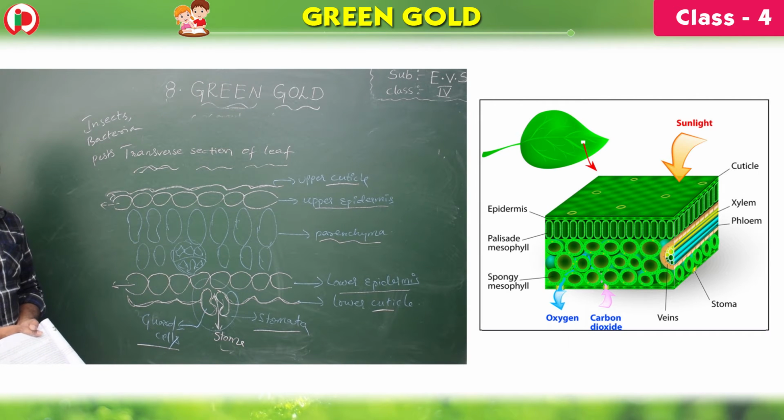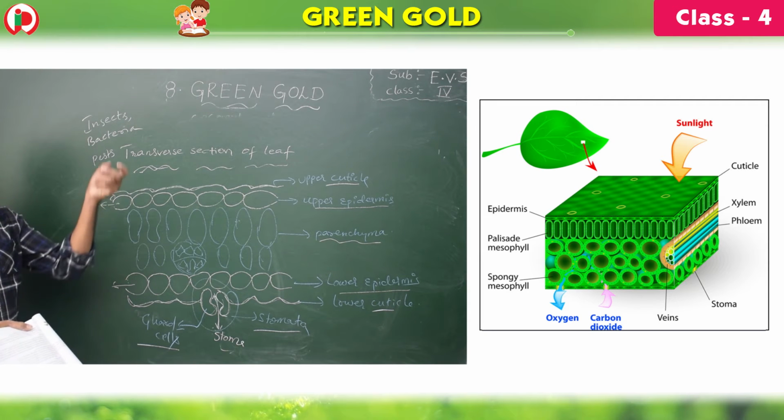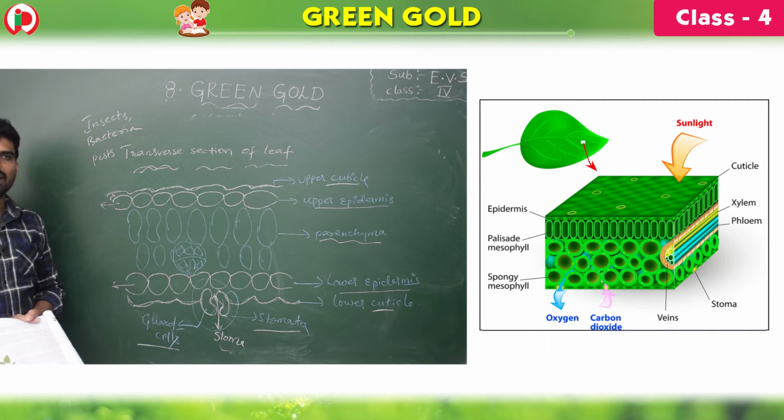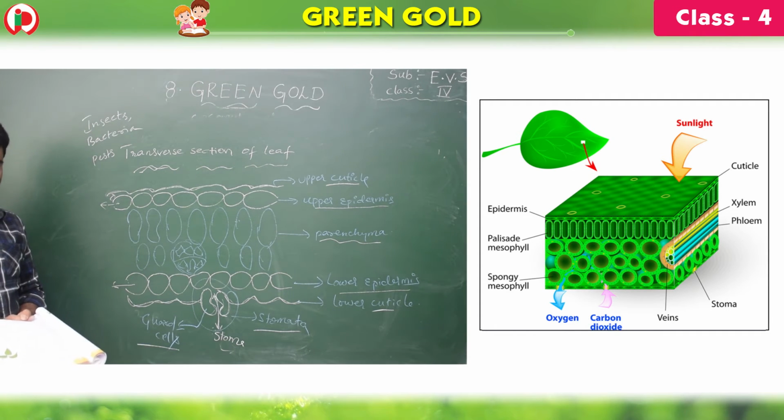Leaves contain a green colored pigment called chlorophyll. This chlorophyll takes the water and air in the presence of sunlight and makes the food material called sugar and releases oxygen gas. This process is called photosynthesis. Now you go for the transverse section of the leaf.